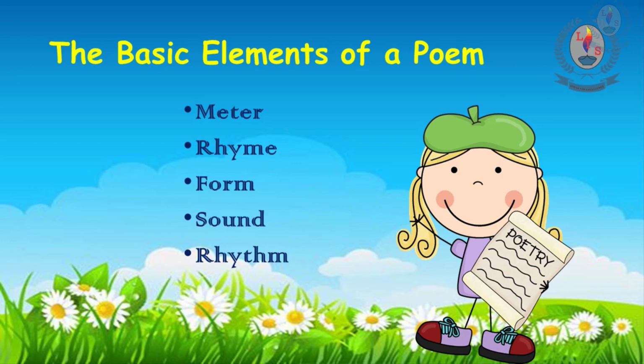What are the basic elements? Meter, rhyme, form, sound and rhythm. That means you can find these basic elements in an ordinary poem. That means an ordinary poem consists of a meter, a rhyme, a form, a sound and a rhythm.